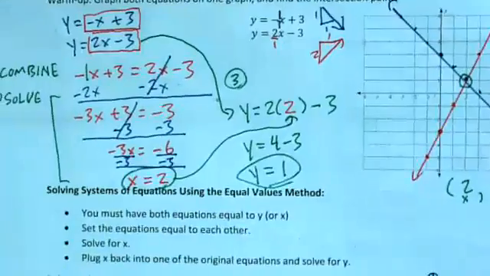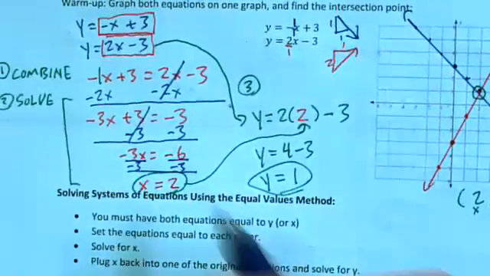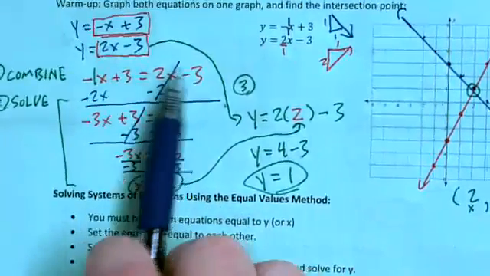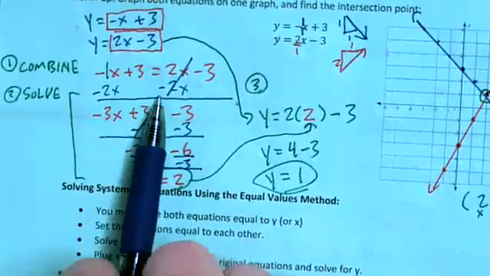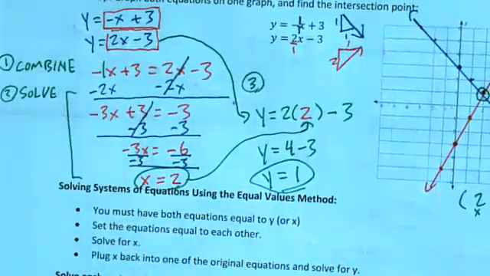Folks, the big thing today is the equal values method. And the key step for equal values method is where you take these two equations and you stick them together. When you do this, you create an equation that you can solve for x. Once you know x, then you plug it back into one of those equations and solve for y. So that's the key thing.